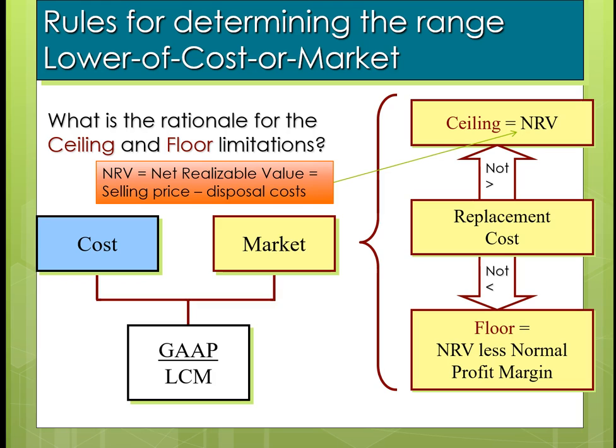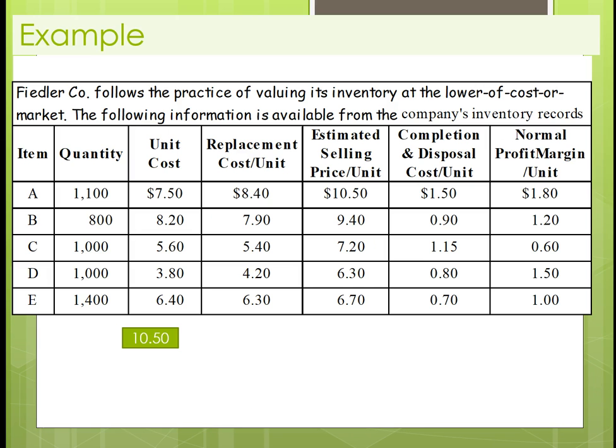Now, here is an example of what we're talking about. So, we have a ceiling, that's net realizable value, and we have a floor, which is net realizable value less normal profit. The replacement cost must fall within that range, or if the replacement cost is higher, we have to use the ceiling, and if the replacement cost is lower, we have to use the floor. So let's take a look at an example. So here we have an example.